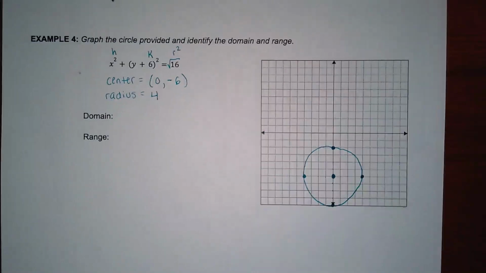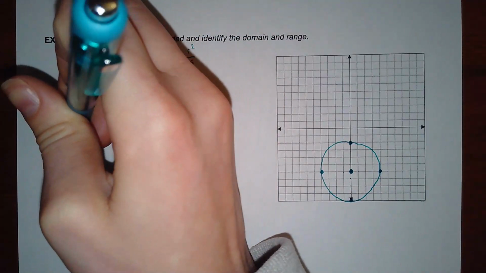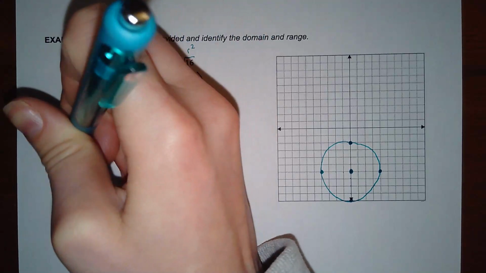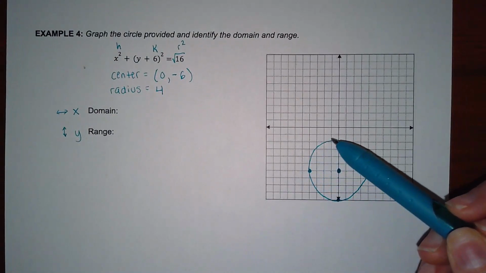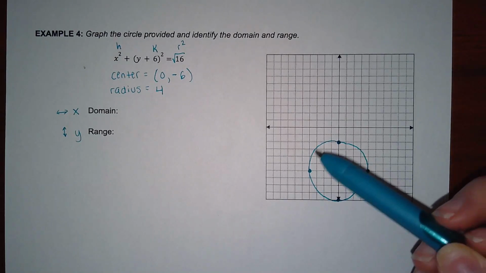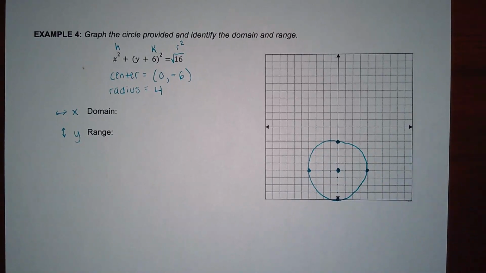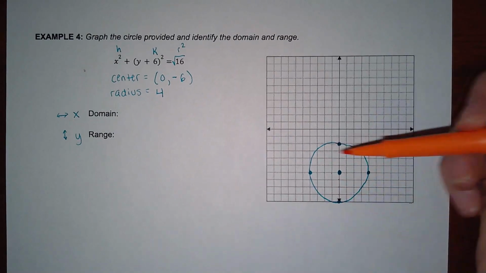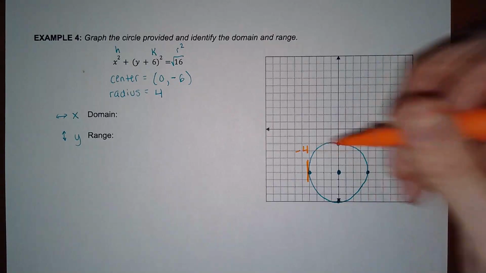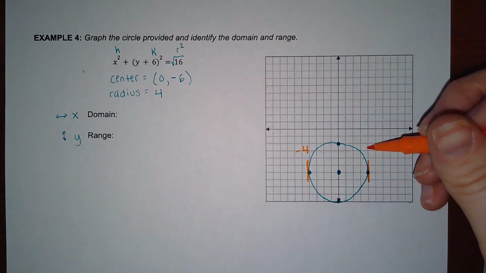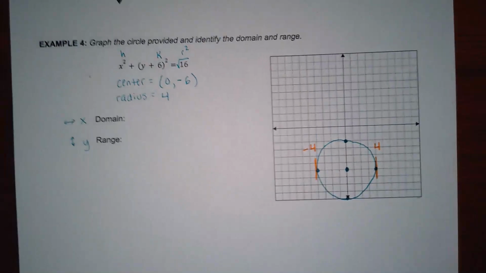All right, the last thing we're asked for is the domain and the range. If you remember, domain is your x values, or left and right, and range is your y values, or up and down. Now, technically, there's infinite points that make up this circle. So the way that I'm going to describe my domain is what's the furthest to the left and the furthest to the right this graph goes. The furthest to the left is at -4. And the furthest to the right is at +4. So I have infinite points in between -4 and +4.